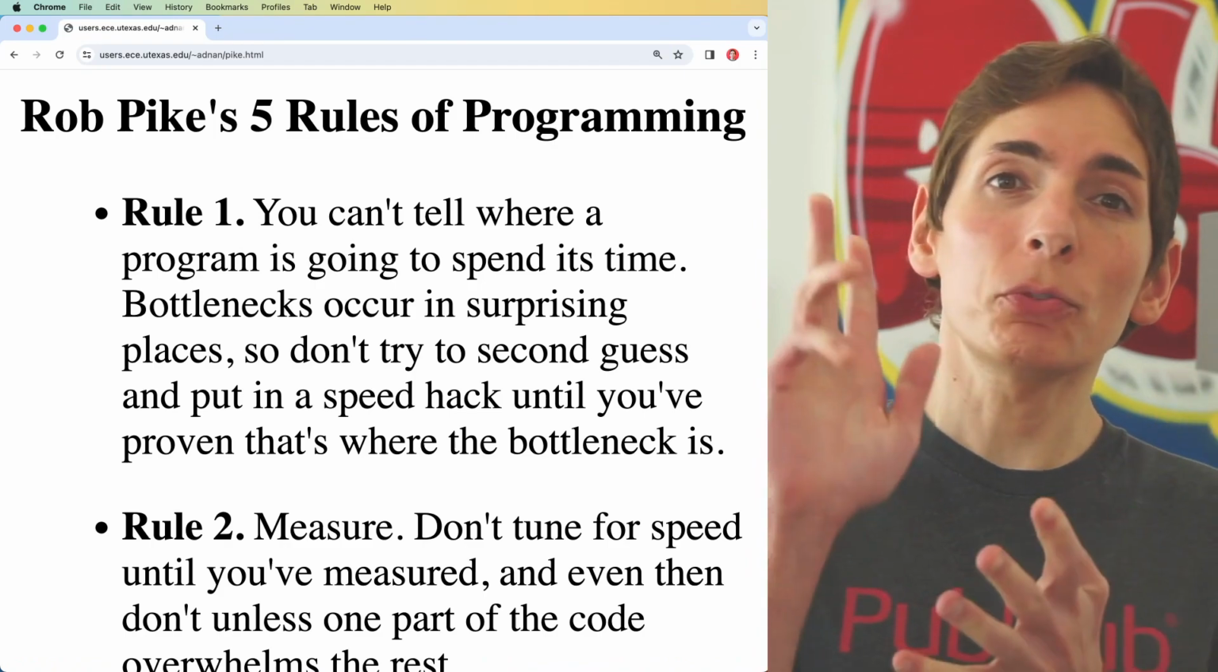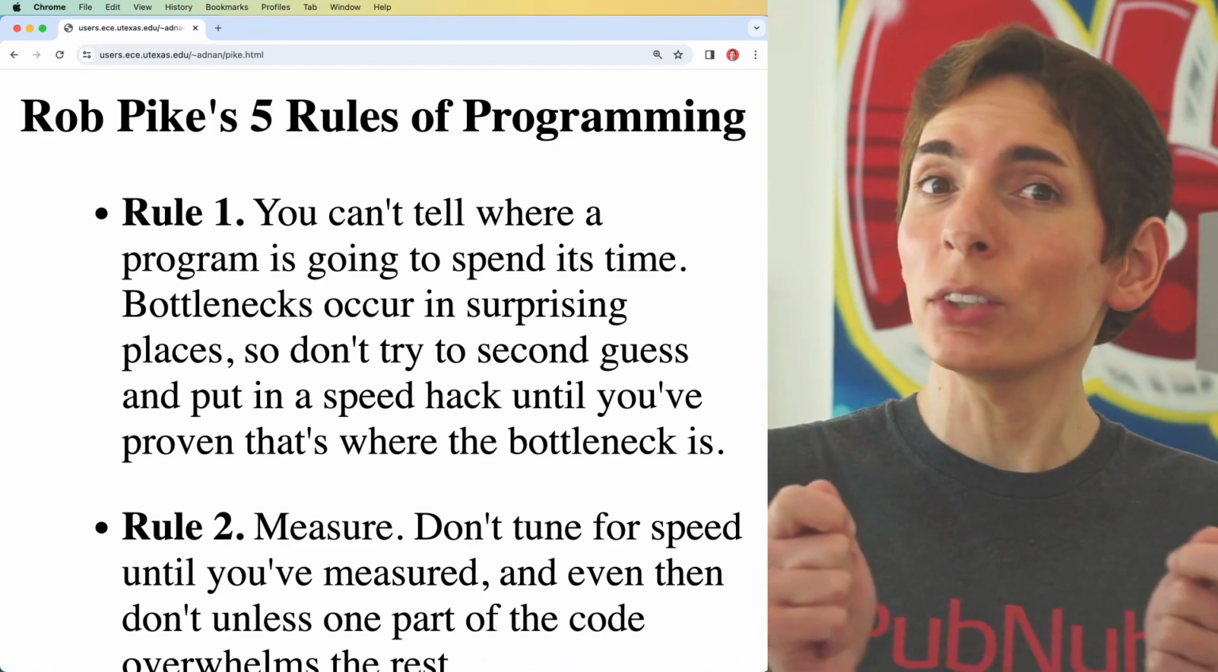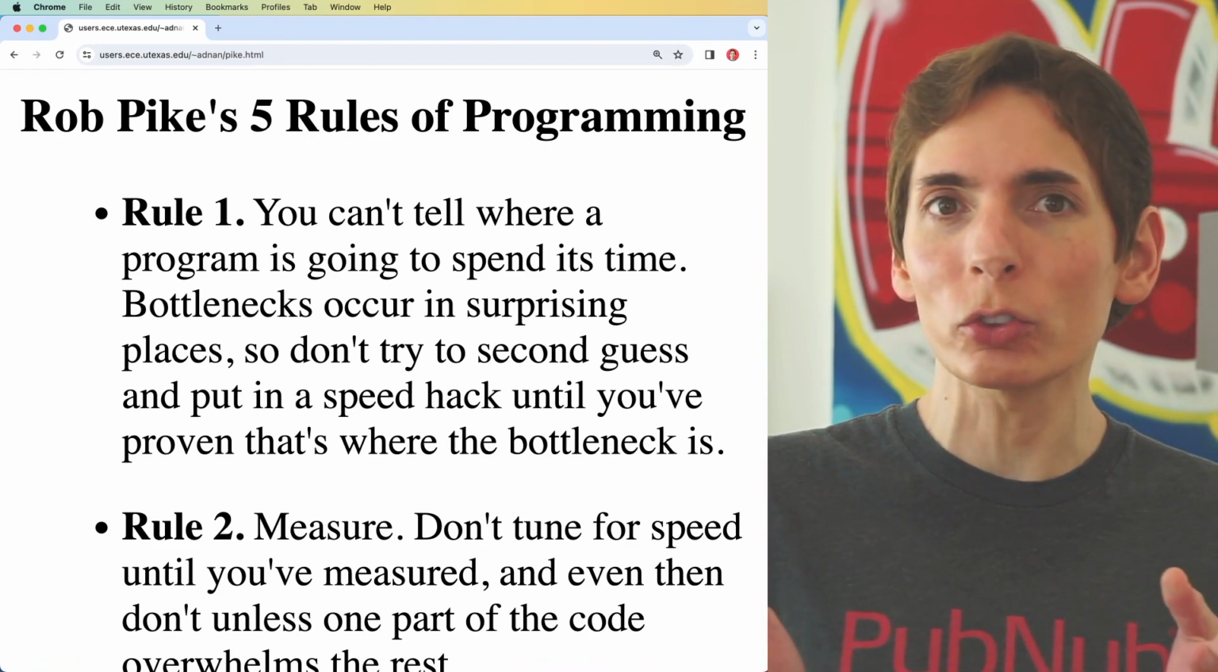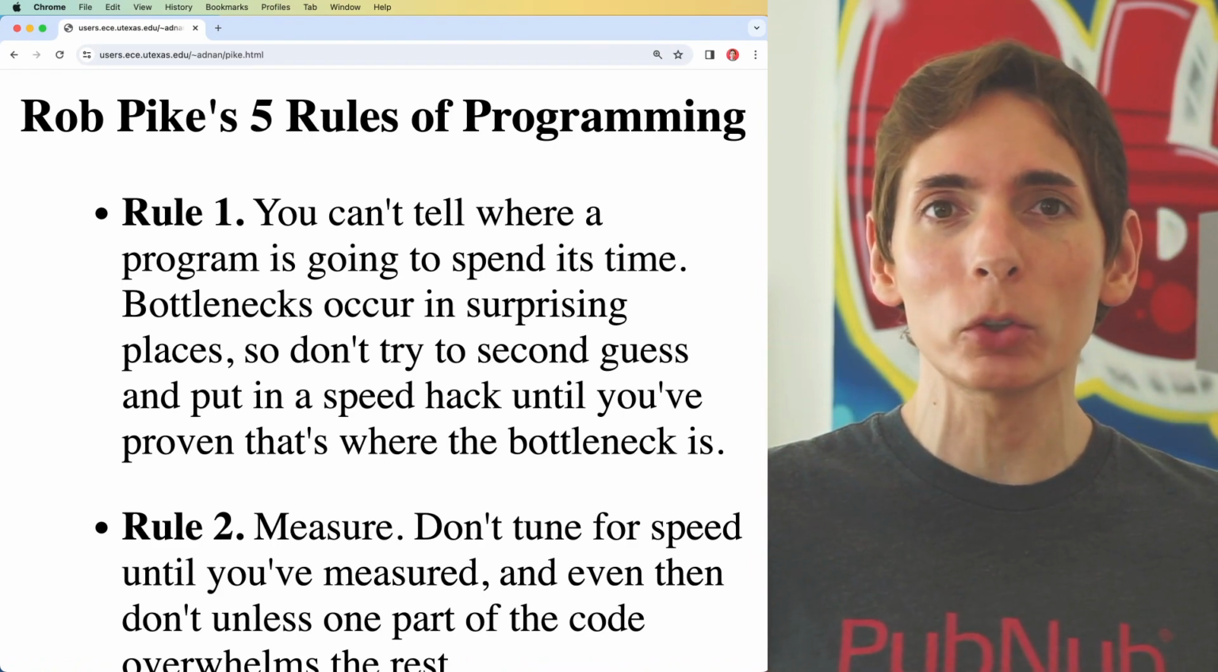As we take a look at these 5 rules of programming, we're going to sense a common theme throughout the rules, and we're going to walk through each one and we'll describe each of them.